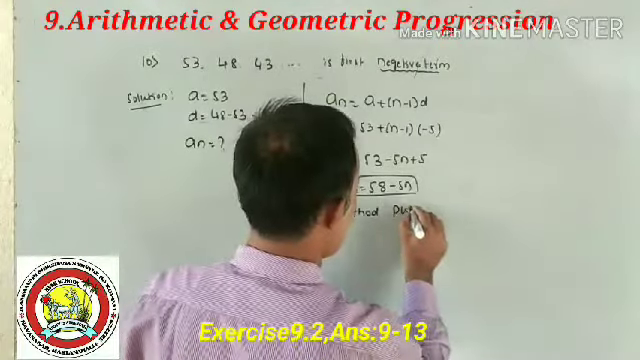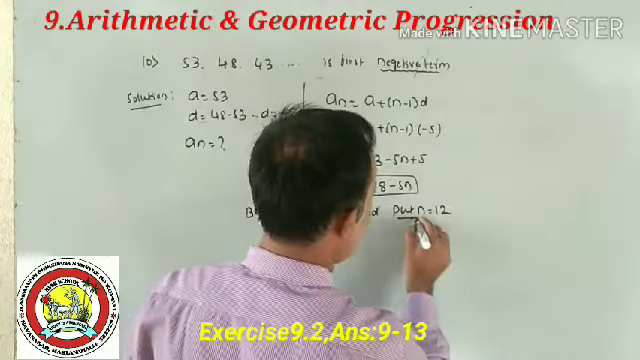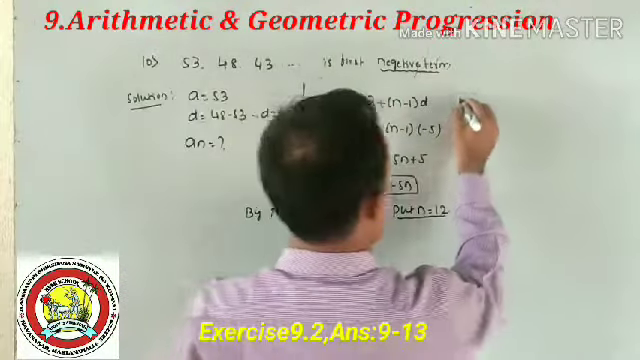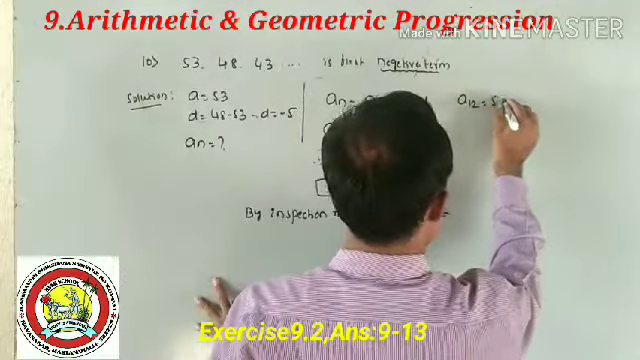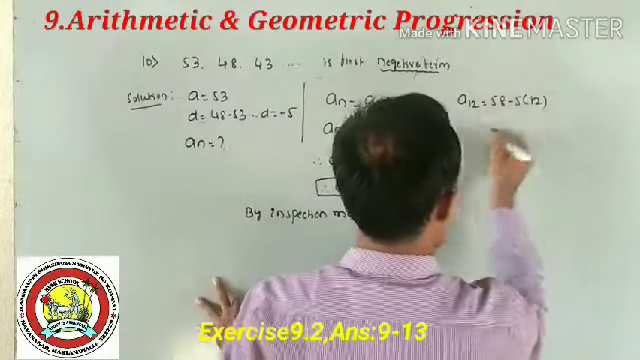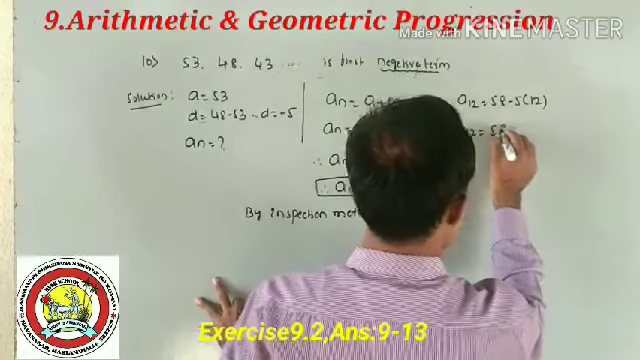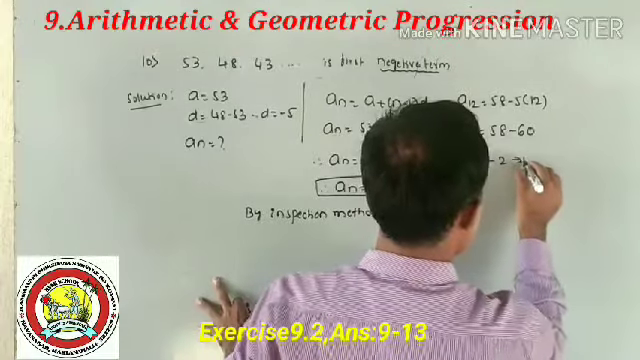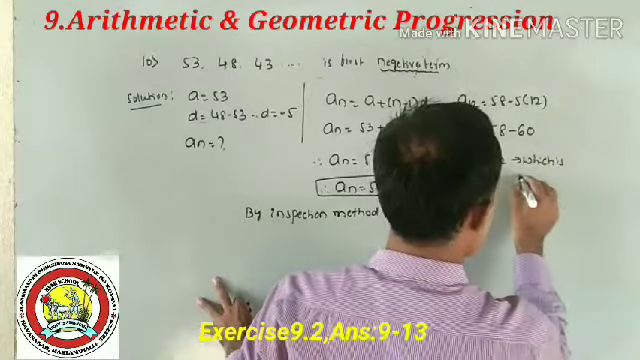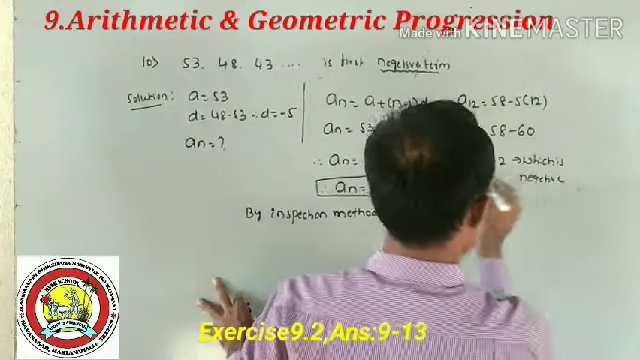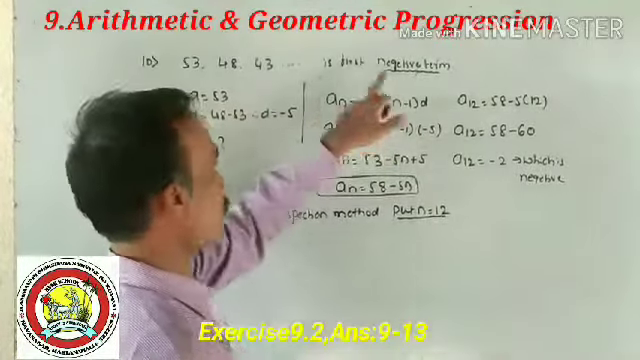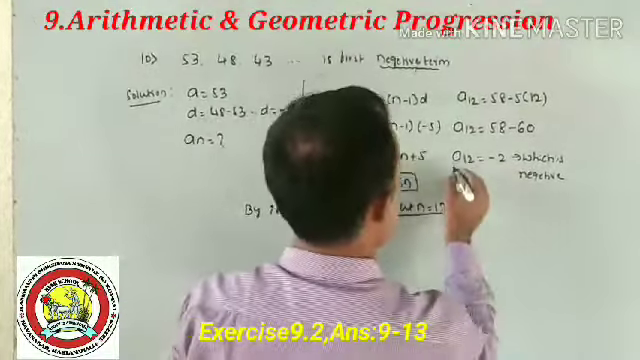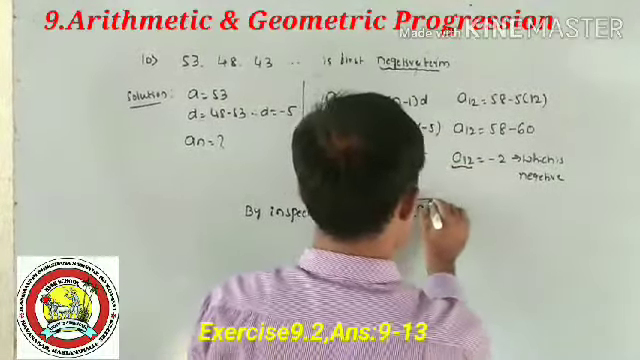Put n is equal to 12. As 12, 13, 14 goes on, the terms will be negative. A12 is equal to 58 minus 5 into 12. So A12 is equal to 58 minus 60. So A12 is equal to minus 2, which is negative. 13 is also negative, but the question is the first negative term. That is the 12th term is the first negative term.